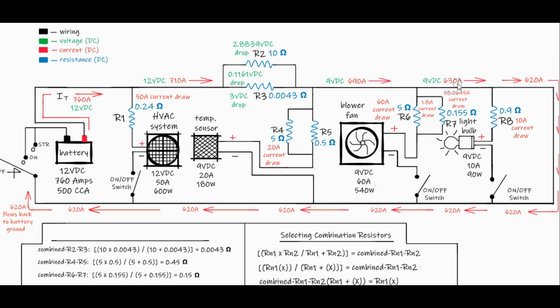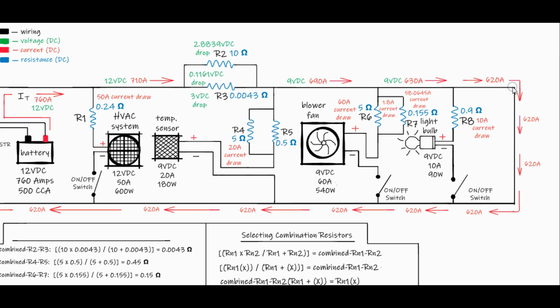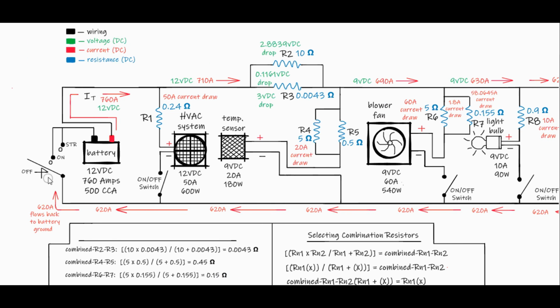also at 9 volts, which then flows to the last parallel circuit, the light bulb or the lighting system, which will draw 10 amps of current based on 9 volts divided by 0.9 ohms on R8. We must then add a follower circuit so that R8 remains in parallel, allowing for 620 amps of potential current to flow back to the ground, in this case the battery's negative terminal.